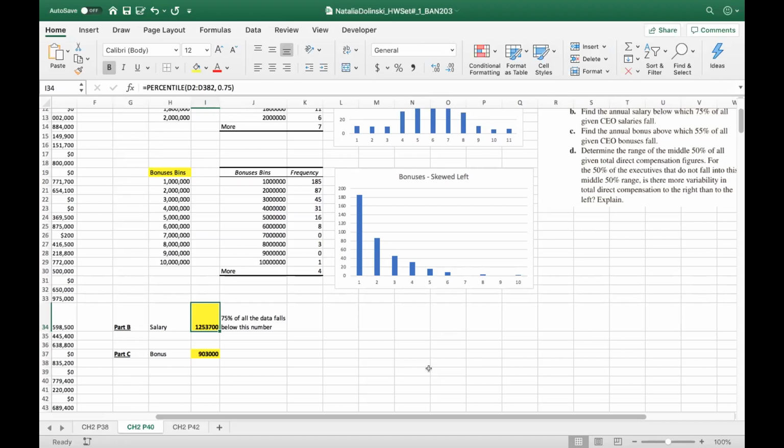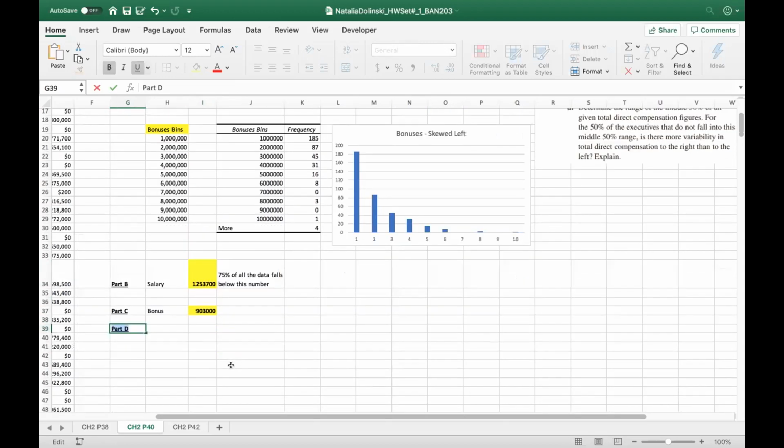Oh, so you just add up quartile 2 and quartile 3? You don't add them up. It's a range, right? So the range is going to be the lower bound to the upper bound. Okay. So let me see.